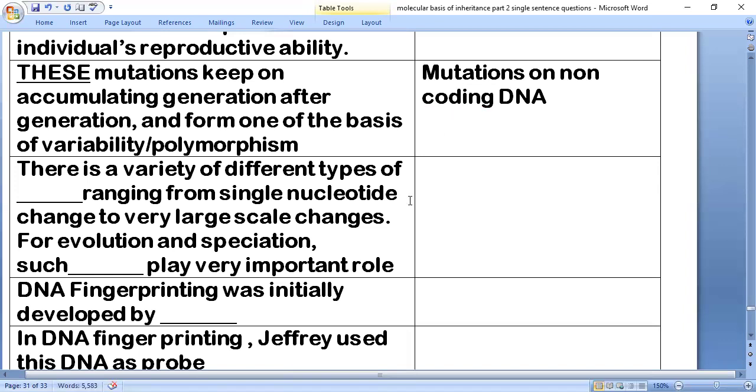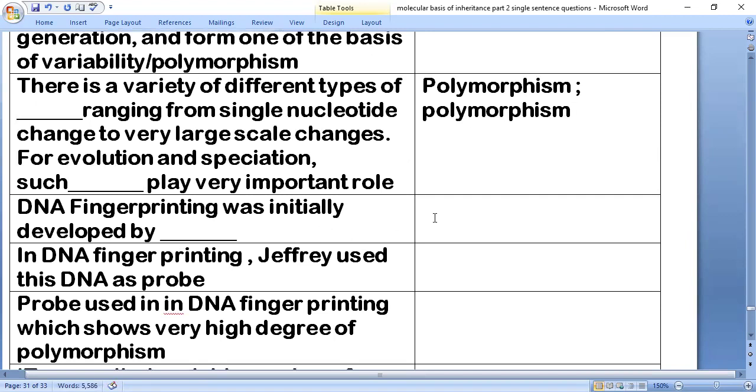There is a variety of different types of polymorphisms, ranging from single nucleotide change to very large scale changes. Such polymorphisms play a very important role in evolution and speciation. DNA fingerprinting was initially developed by the scientist Alec Jeffreys.